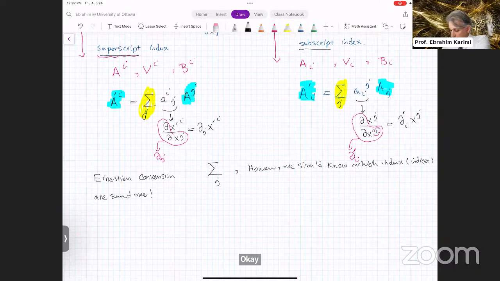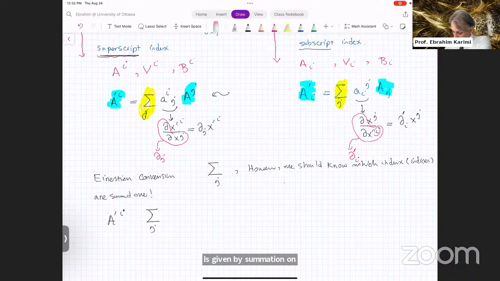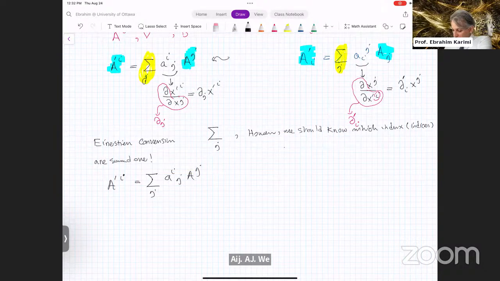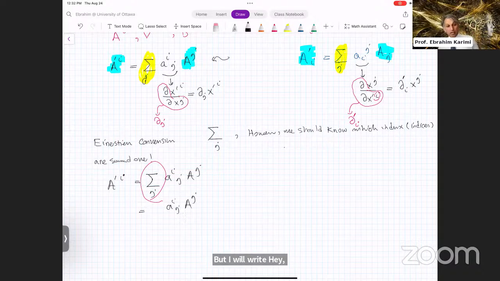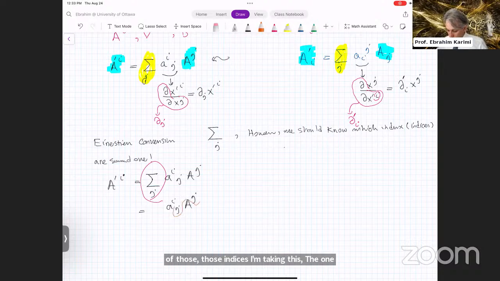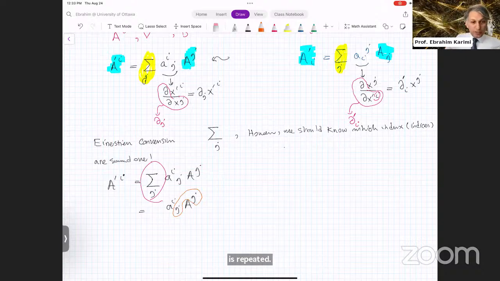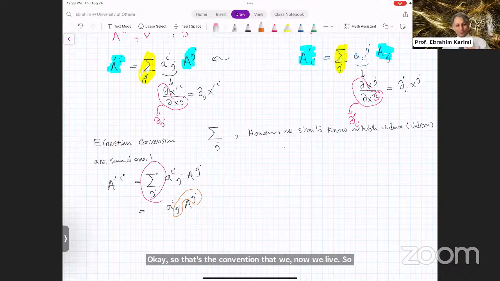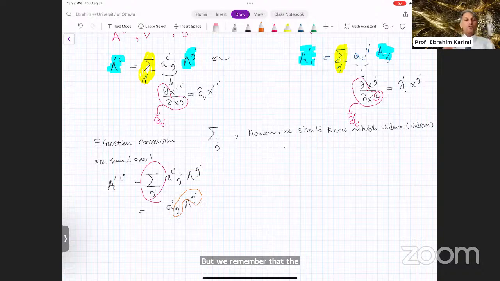For example, if I look at the first one, A prime i is given by the summation on j of A_ij A_j. We will omit the sum. We take it away. So this summation I will not write down, but I will write A_ij A_j. Now the question is which one of those indices I am taking the summation over: the one that is repeated. Okay, so that's the convention that we now learn. In order to write quickly, we will omit the summation, but we remember that for the indices that are repeated, I have to take the summation.